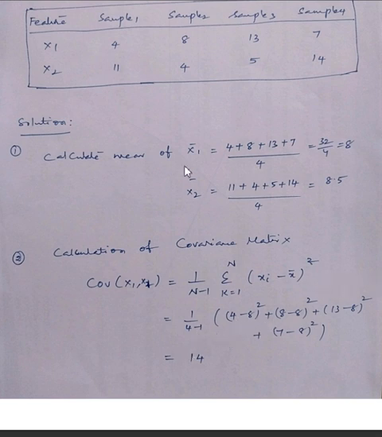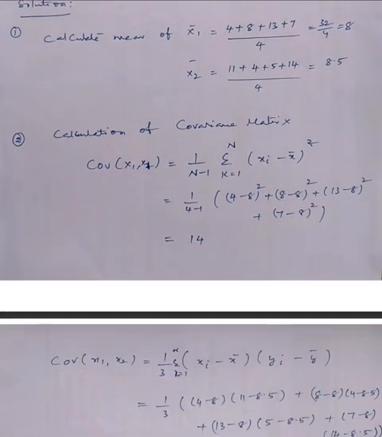So 4 minus 8, where 4 is the x value and 8 is the x1 mean. So (4 minus 8) whole square plus (8 minus 8) whole square plus (13 minus 8) whole square plus (7 minus 8) whole square. So this will be 14. That is the covariance value.